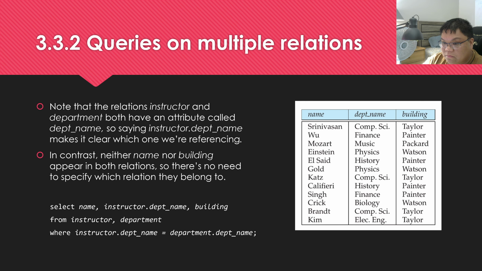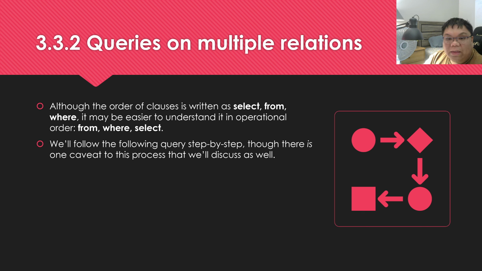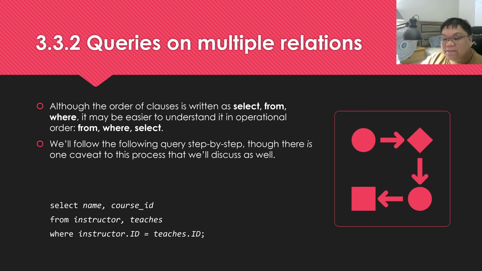So here's how we can step through the process of how a query is evaluated. Here's how we conceptualize it. The clauses are written in the order of select, from, where, but for our purposes, we're going to treat it in the order of from, where, select. We're going to try this simple query here. Select name and course ID from instructor and teaches, where instructor ID equals teaches ID.